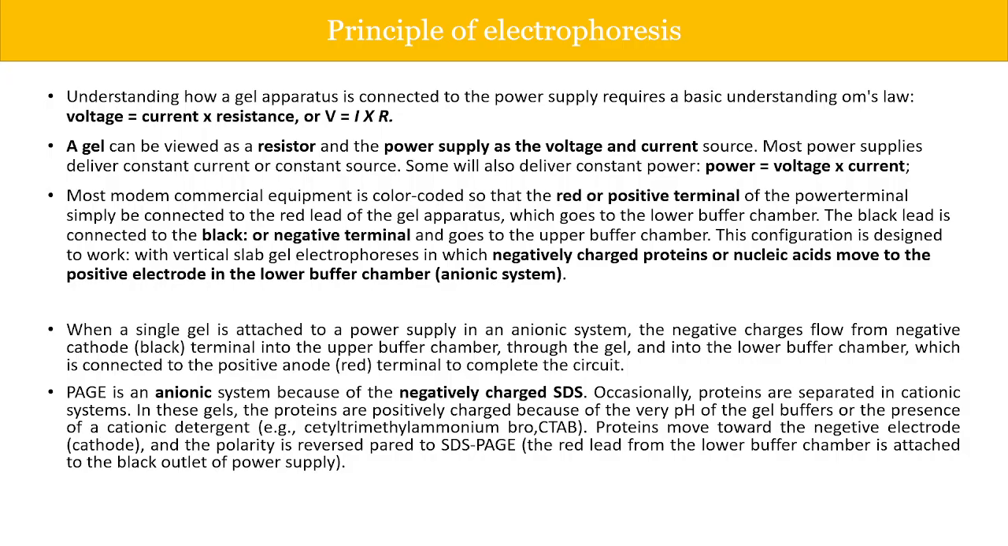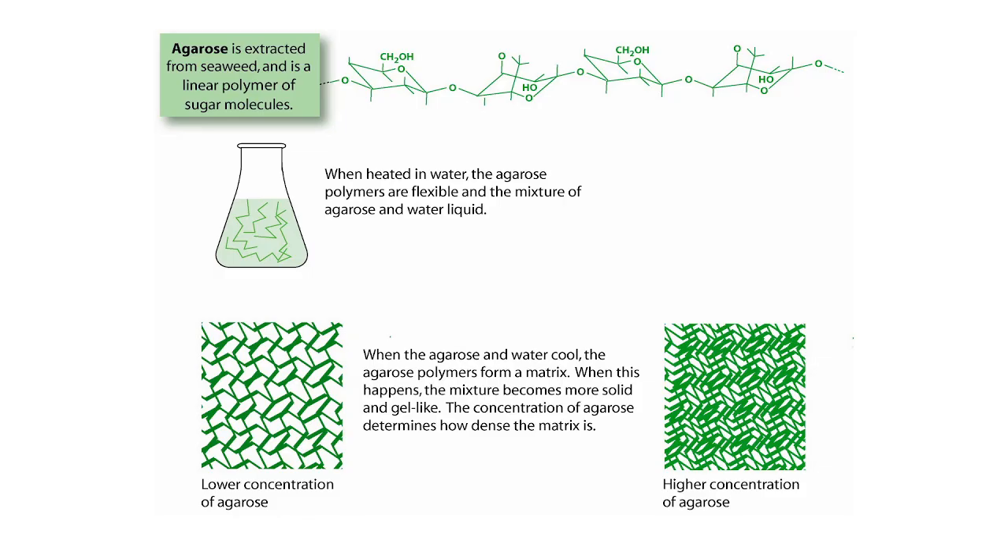Now, SDS-PAGE is an anionic system based on the negatively charged SDS. Occasionally proteins are separated in cationic systems. In these gels, the proteins are positively charged because of the very high pH of the gel buffers or the presence of a cationic detergent. Proteins move towards the negative electrode and the polarity is reversed compared to SDS-PAGE.